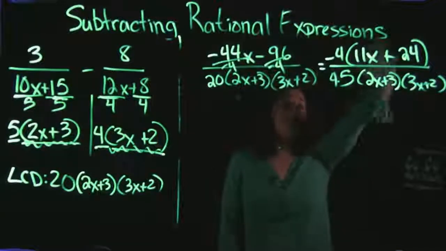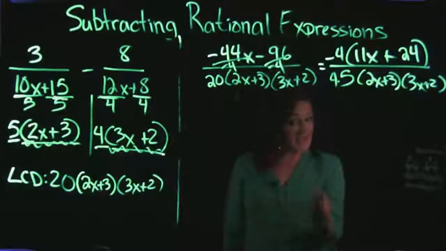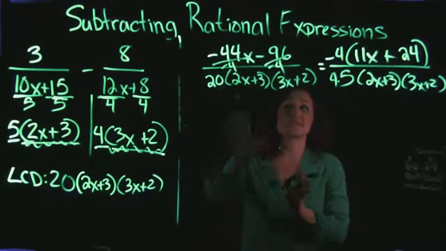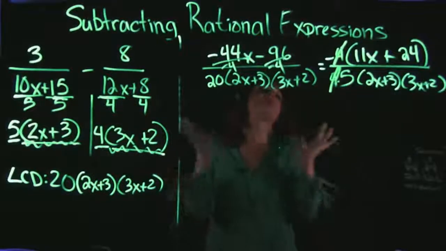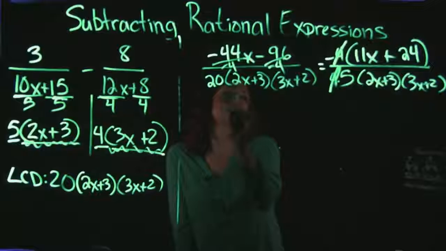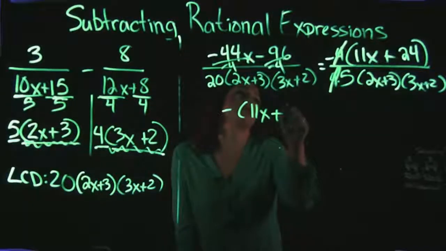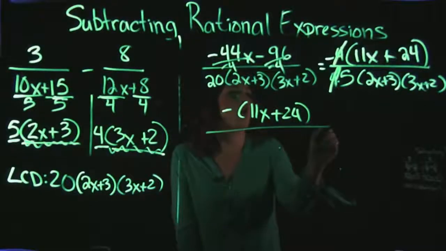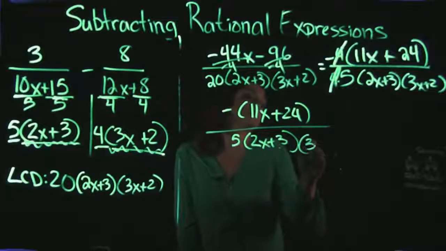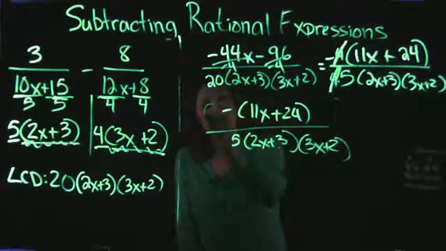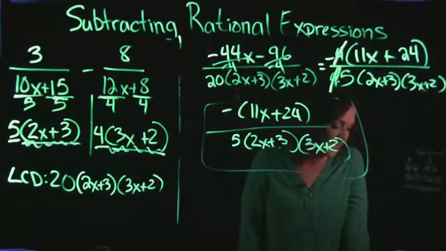The reason why I want to break it up this way is because I noticed that I have this 4 in my numerator. 20 has a factor of 4, so we want to take that 20 and break it up to a factor of 4. That way that 4 can be canceled, leaving us with a negative parentheses 11x plus 24 over our common denominator. Since the 4 is the only thing that was able to be simplified, that does mean that we are done with this particular problem. This is our factored answer.